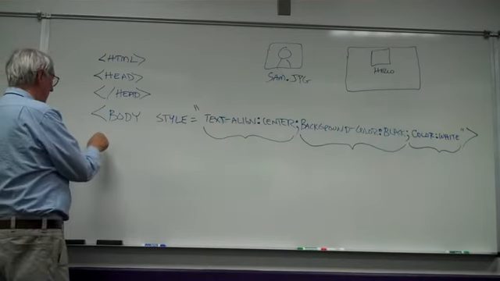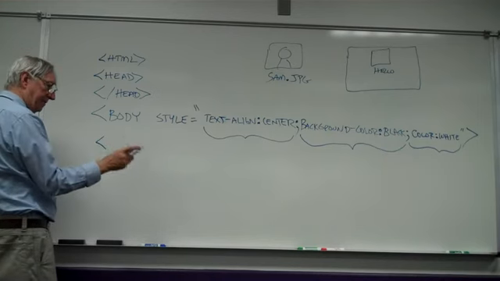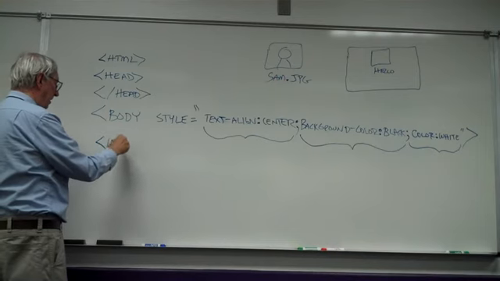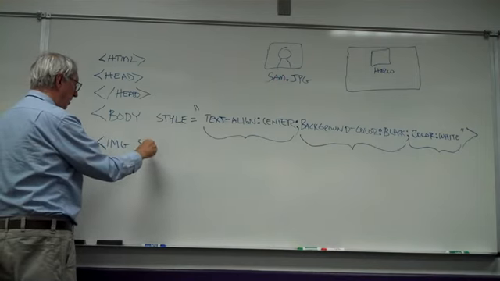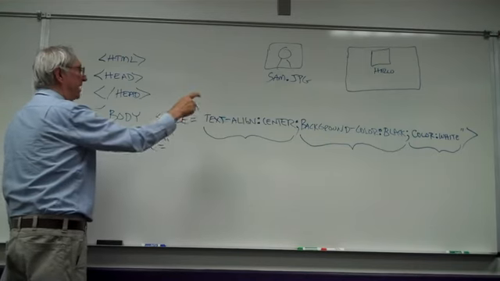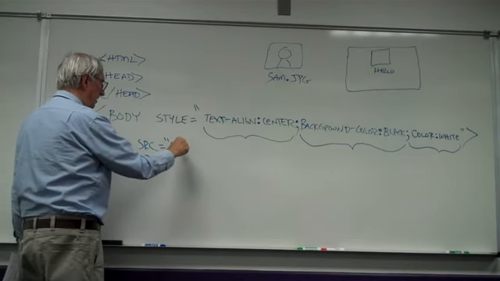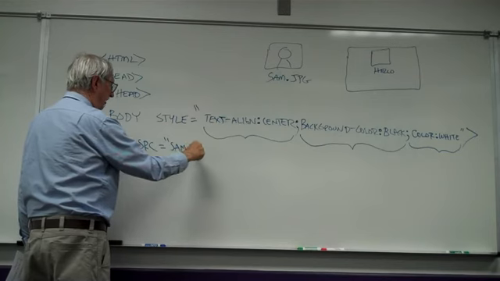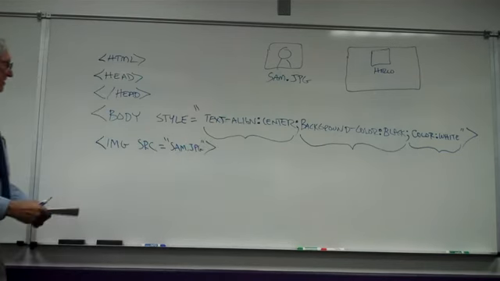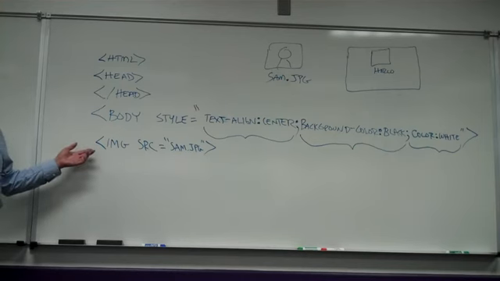So I go here and I say, this is a specific command now. You say img src equals, and that picture has to have a name, so you use the name sam.jpg, like so. What will happen is, amazingly, that picture will just appear right in the middle.